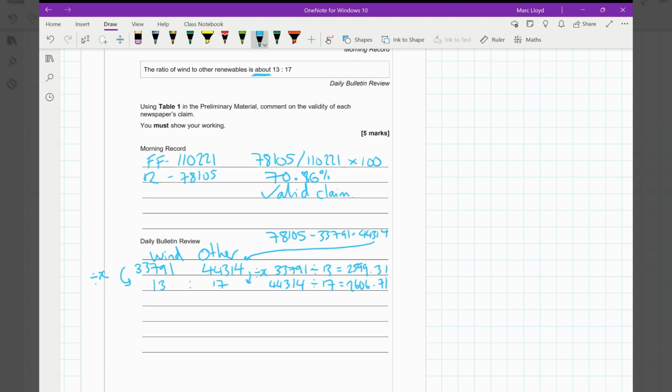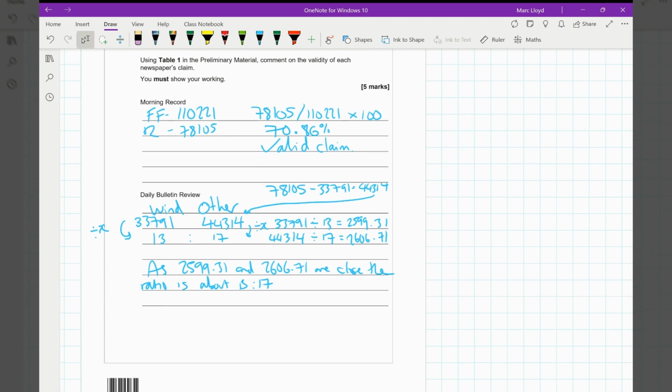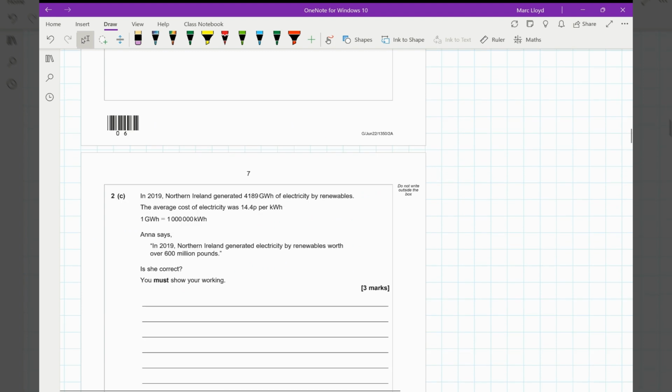It's about 13.17. So as 2599.31 and 2606.71 are close, the ratio is about 13 to 17. I know the mark scheme won't have those exact things in it, but if you're making sense to your examiner, they will be more than happy to give you full credit. And that's 5 marks. That's a big 5 mark at that.